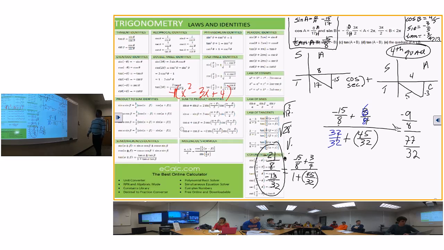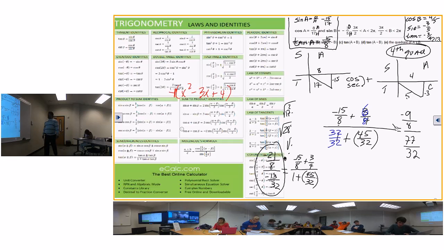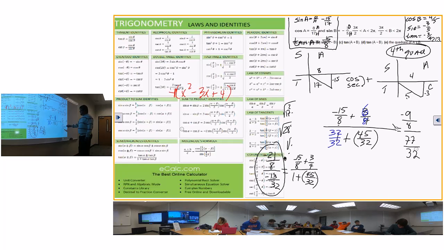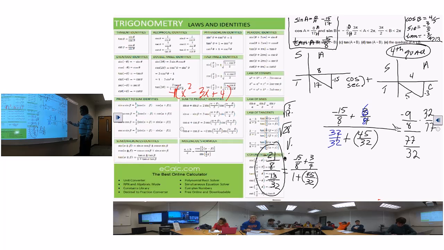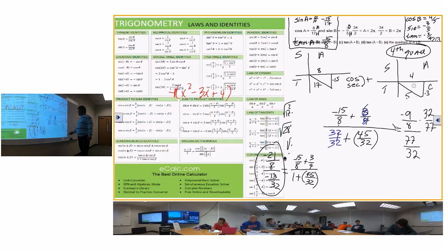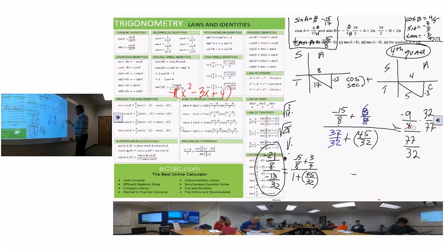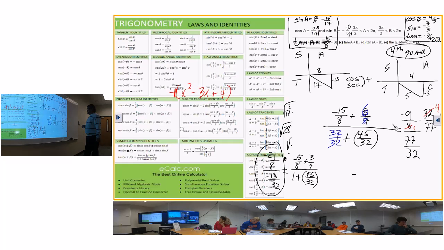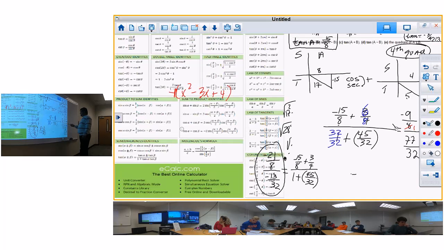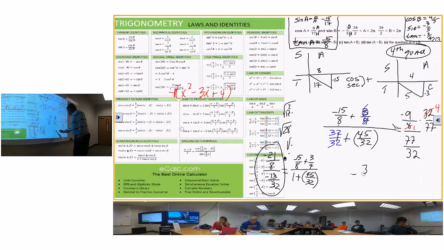Now I'm dividing a fraction by another fraction, so I'm going to multiply by 32 over 77. And negative times a positive is a what? Negative. And you can factor the 8 and the 32. You can say 8 will go into 8 one time, 8 will go into 32 4 times. 9 and 77, there's no hope. So that's going to be 9, that's going to be 36 over 77.